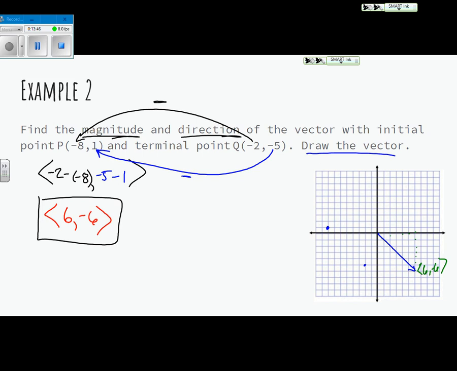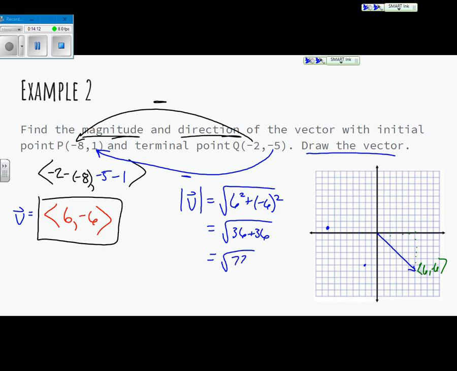So first up, I want to find the magnitude. I'll just call this vector V right here. To find the magnitude of V, you simply take the square root of a squared plus b squared. Well, that's just going to be 6 squared plus -6 squared. That's 36 plus 36, square root of 72. Let's act like we're fourth quarter pre-cal students and simplify this square root. That's 36 times 2, so 6 square roots of 2.